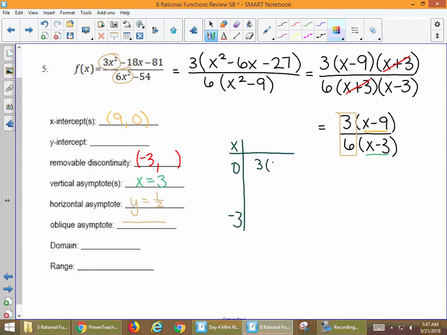So 3 times 0 minus 9 over 6 times 0 minus 3. 3 times negative 9 is negative 27. 6 times negative 3 is negative 18. 9 goes into both, so that reduces to 3 over 2. So that's our y-intercept.